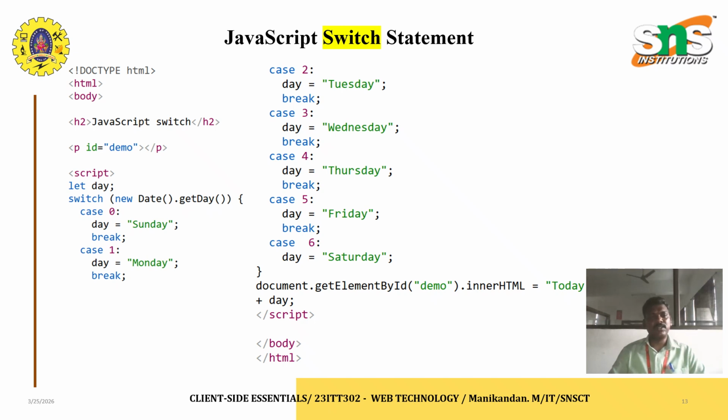Tuesday equal to Monday, no, it becomes false. Then check with case 2. Tuesday equal to Tuesday. If the condition is true, it will come out of the loop and display the result as output. So Tuesday equal to Tuesday, and it will display the result as today is Tuesday.